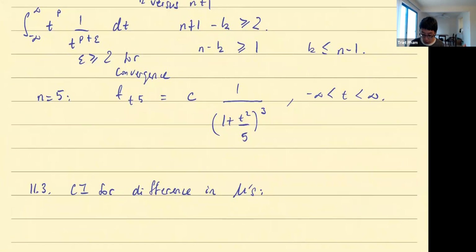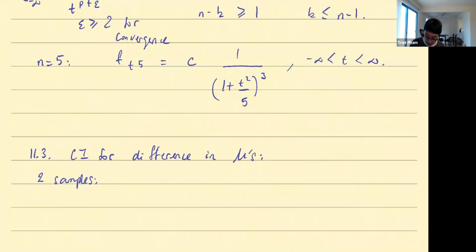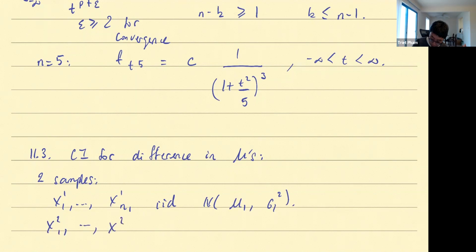So now we're into the context of 2 samples. Let's suppose that these 2 samples are both from normal. So you have x1,1 up to x1,n1, IID normal with mean mu1, variance sigma 1 square. And x2,1 up to x2,n2, IID normal mu2, sigma 2 square.